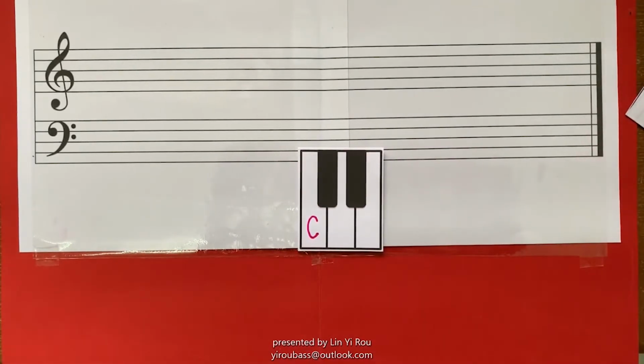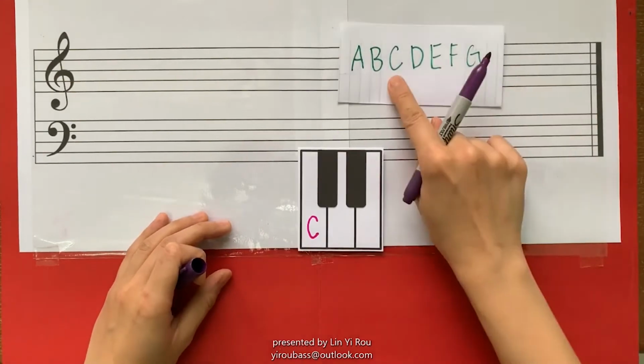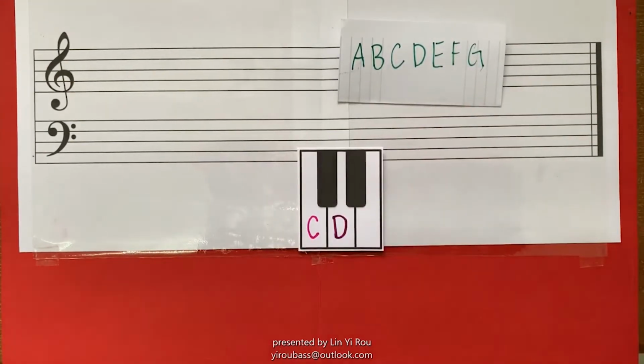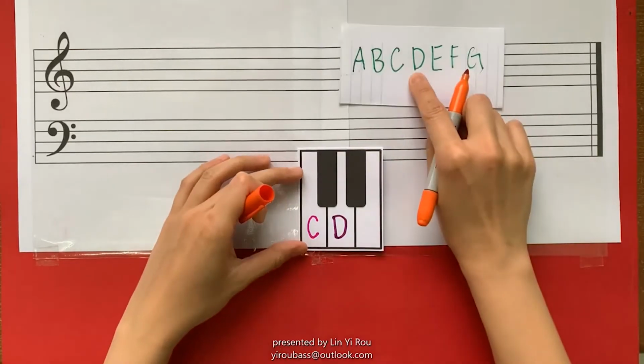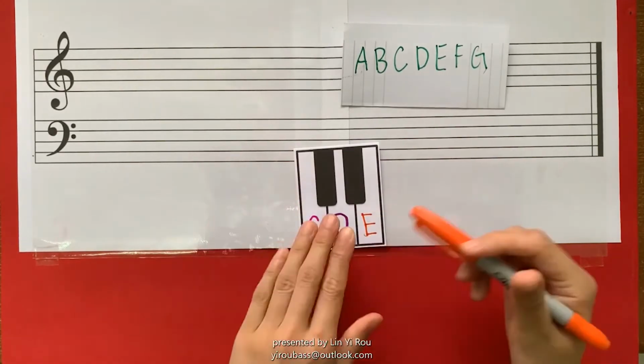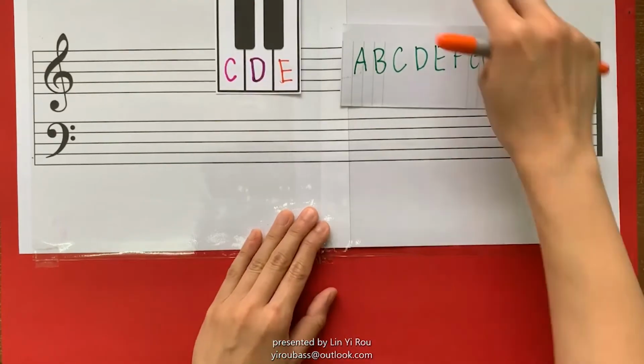Okay, let's refer back to our letter names. What is the next letter after C? It's D, right? So the white key in the middle is D. Same, what comes next after D? It's E. So our next white key will be E.